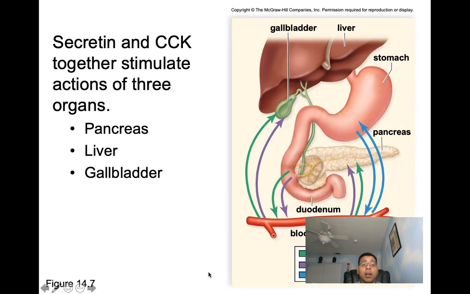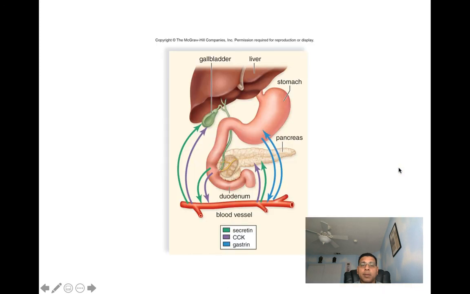So here we can check all that out. Here you can see we've got secretin and CCK together stimulating the action of these three organs: the gallbladder, the liver, and then we've got the pancreas here. So here we can see how the two hormones are acting on those three organs. Same thing we're seeing here.